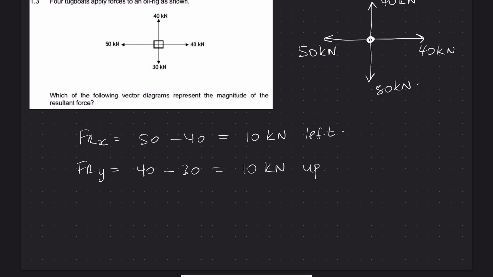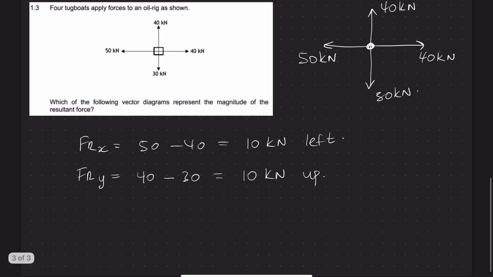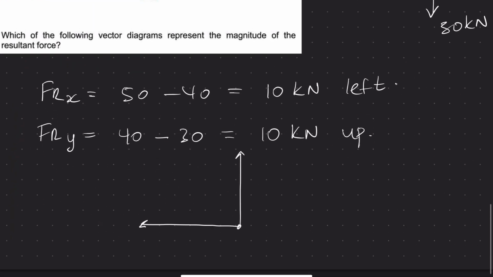So if we were to draw these in, we have a resultant in the horizontal direction to the left, like so. And then we have a resultant in the vertical direction pointing up. And so if we wanted to work out the resultant of these two, it's quite simple, because then the resultant will always be in the quadrant between them. So my resultant will be pointing in this direction.